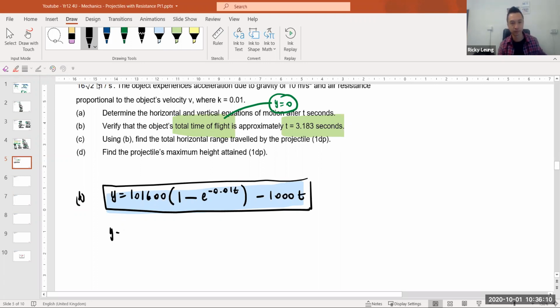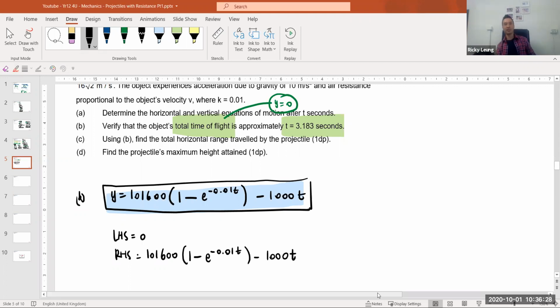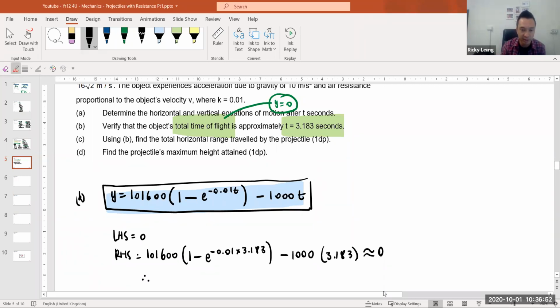So what I'm going to do is go left-hand side equals 0, and the right-hand side equals 101,600, 1 minus e to the minus 0.01 t, minus 1000 t. Oh, sorry, I want to actually physically sub in 3.183 on your calculator, right? If you punch that in, you should get a number, and you can verify this to yourself, that looks approximately 0.